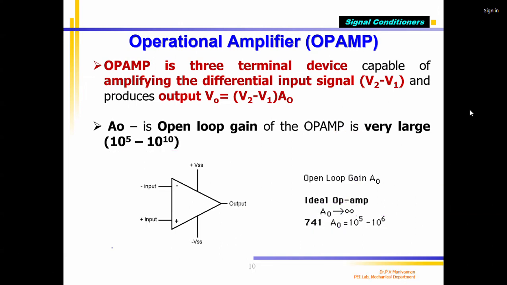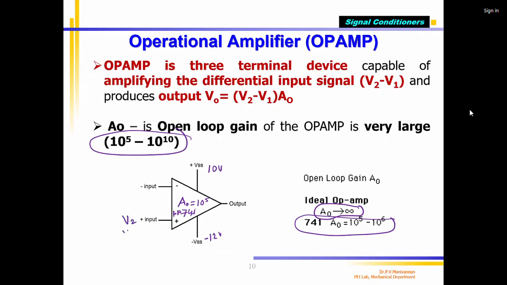It is not possible to make an operational amplifier having AO equal to infinity. Practically, the values vary within a range. For the 741 op-amp, it is listed. So now that means this is my AO, for example, 10 power 5. This is my 741, mu A 741. For this one, I am giving plus 10 volts, minus 10 volts, and I am giving two input voltages. This voltage is called V2 or V plus.